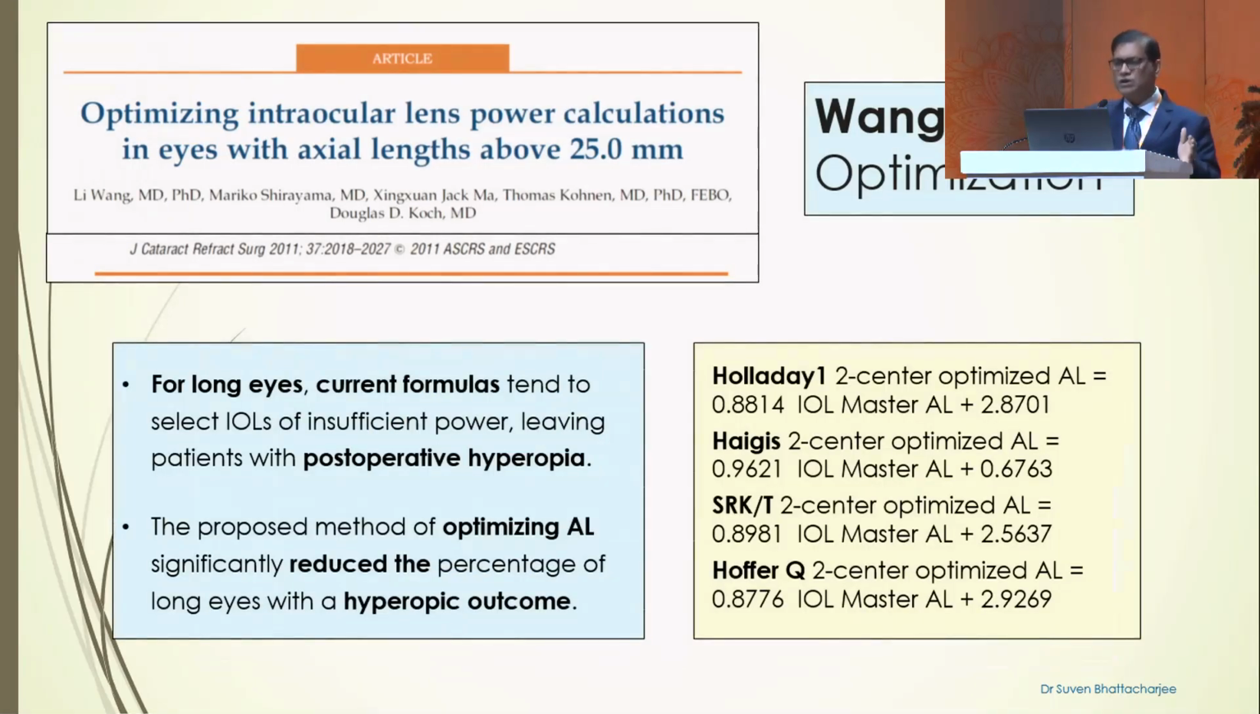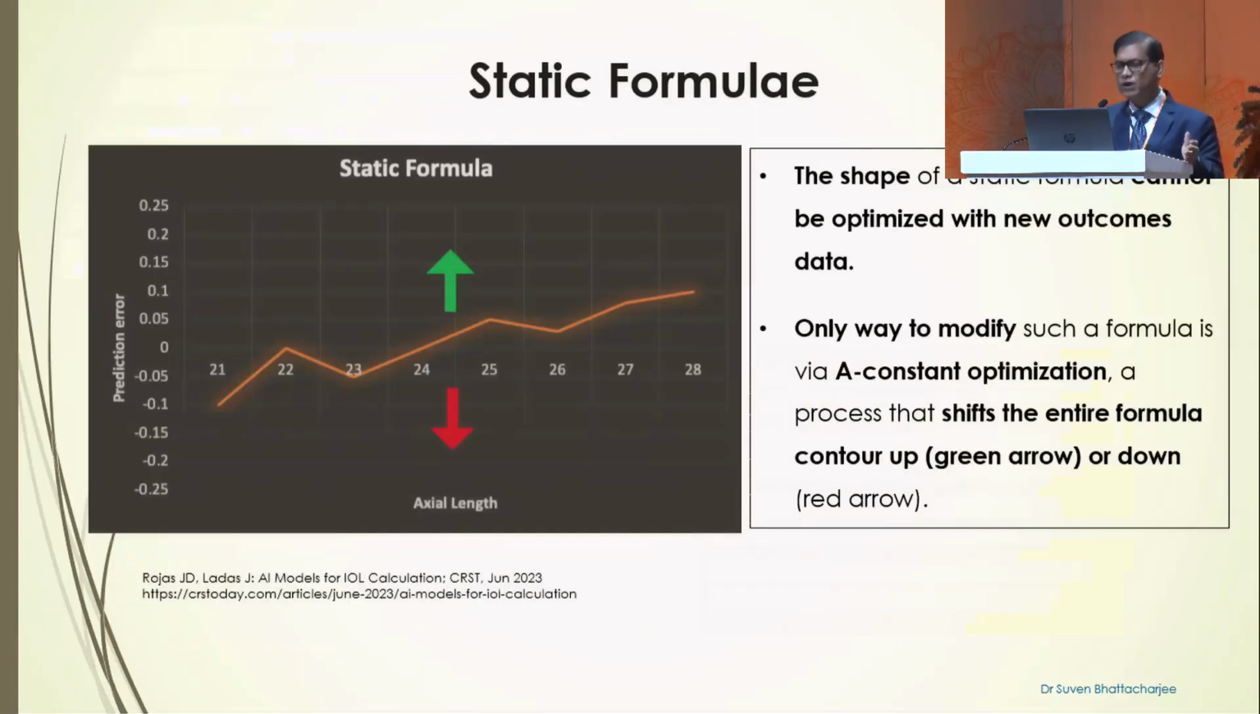Now, this is where the optimization worked, where in long eyes, the formulae at that point in time tended to select IOLs with insufficient power, leaving postoperative hyperopia. So, this optimization by Wang Koch significantly reduced the percentage of long eyes with the hyperopic outcome. So, these are now things of the past.